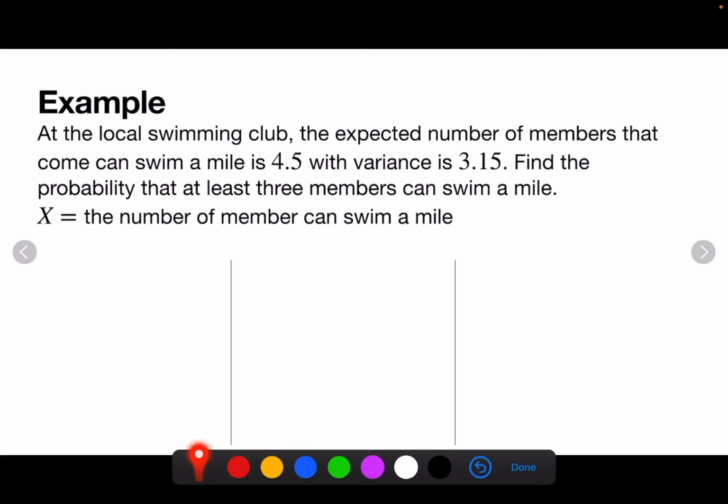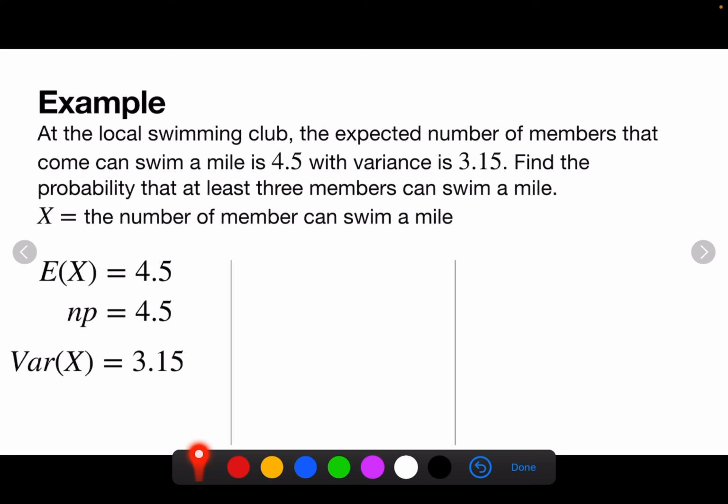X is the number of members who can swim a mile. Where did you get this X? Look at this number 3. Generally, we write it as the number of members who can swim a mile. Expectation of X is 4.5, or the mean is 4.5. We know that the expectation or the mean is NP, so NP is 4.5. And the variance is NPQ, which is 3.15.